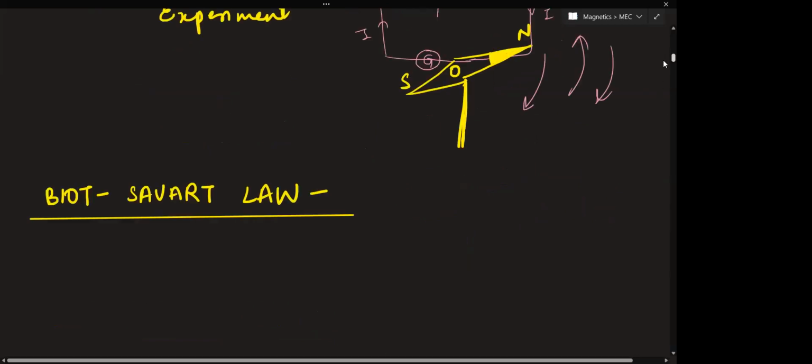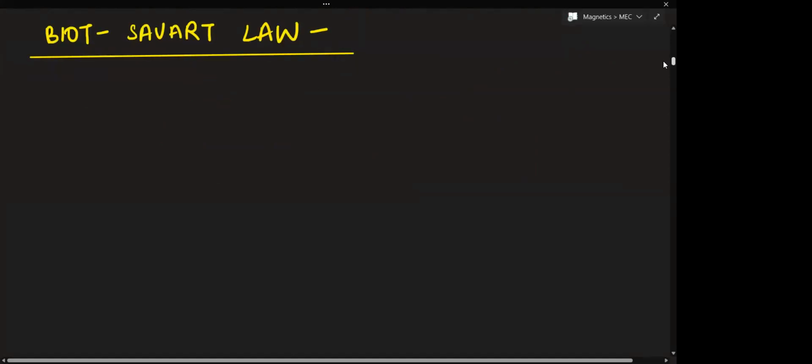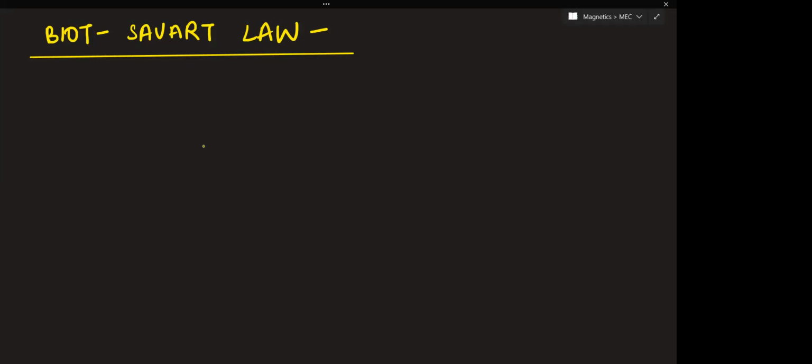Then let's start with Biot-Savart law. There are many differences from Coulomb's law, and there are similarities as well. But we will not compare it with Coulomb's law, because Coulomb's law gives you the magnitude of force. Biot-Savart's law gives you the magnitude of magnetic field. So that's why we'll be comparing it with electric field first.